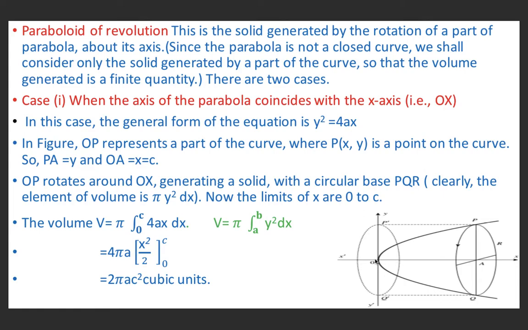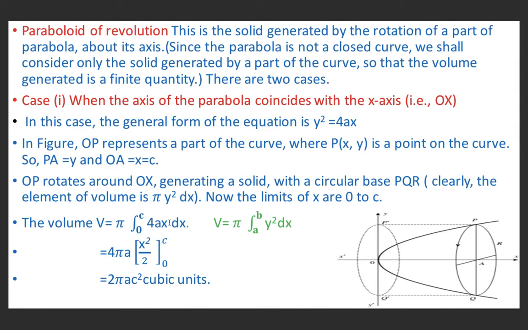Now the limits are from 0 to C, because here the point has coordinates x, y, and x we have taken to be C. So this distance is C. So this is (C, 0), this is (0, 0). Limits of x are from 0 to C. Therefore, the volume is pi integral from 0 to C of y square, which is nothing but 4ax dx, because the volume of a solid of revolution is pi y square dx between the limits A and B.